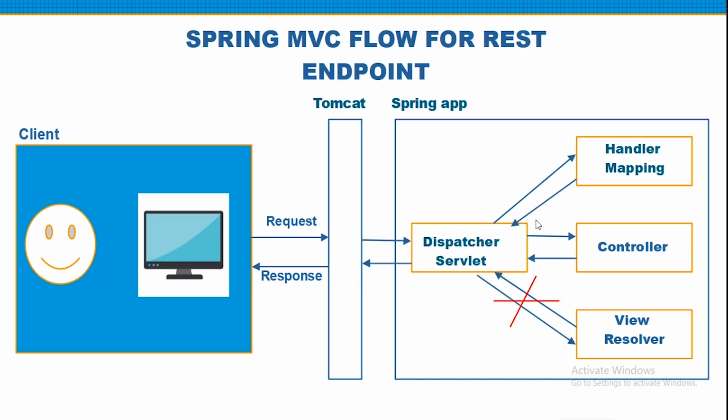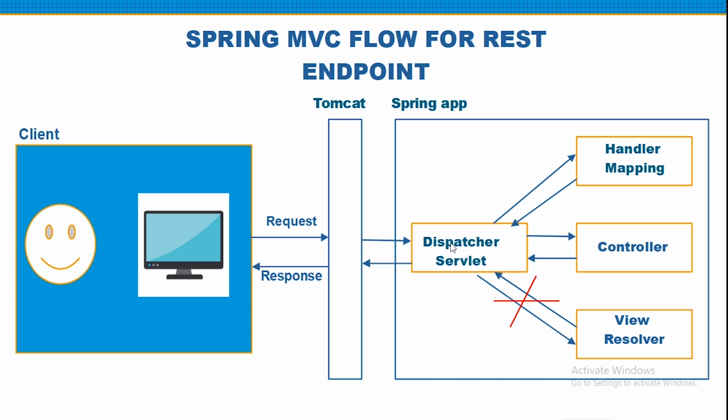Okay, so let's look at the Spring MVC flow for the REST endpoint. Here we have a client. The client makes an HTTP request, and then we have Tomcat. Tomcat gets the HTTP request and then calls the Spring Boot configured servlet, which is the dispatcher servlet. The dispatcher servlet is the entry point of our Spring web app.